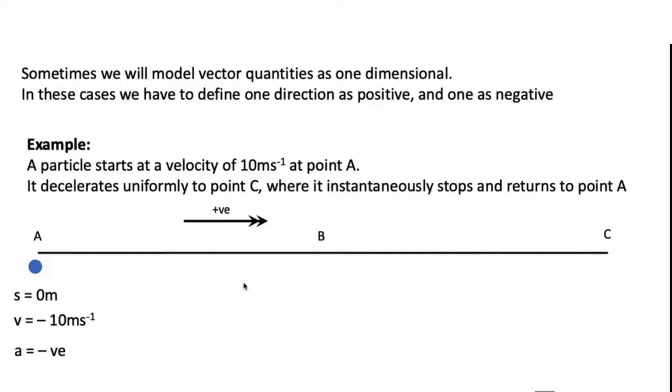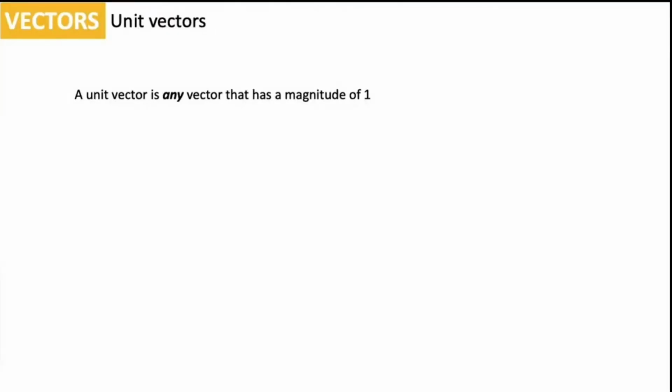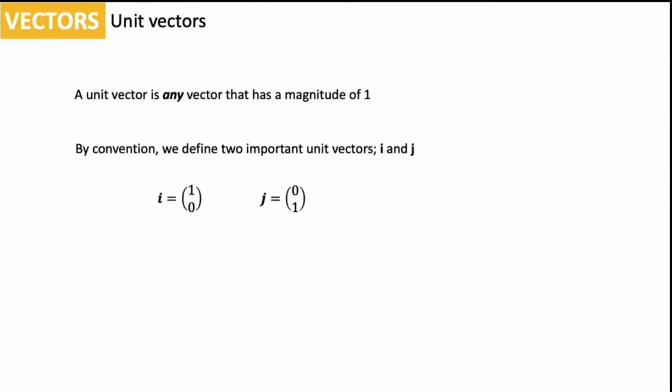Let's have a look at 2D vectors. Now we'll start with the unit vectors. A unit vector is any vector that has a magnitude of 1, and the two default important unit vectors are i and j. i is a vector which is moving 1 unit to the right. j is a vector which is moving 1 unit up, and we refer to these as the unit vectors. Here they've been written in column method.